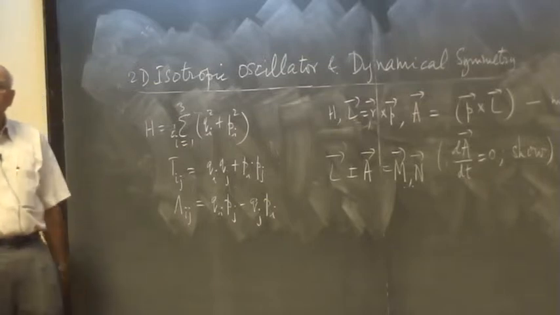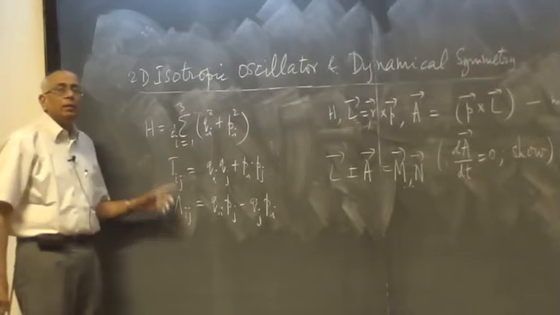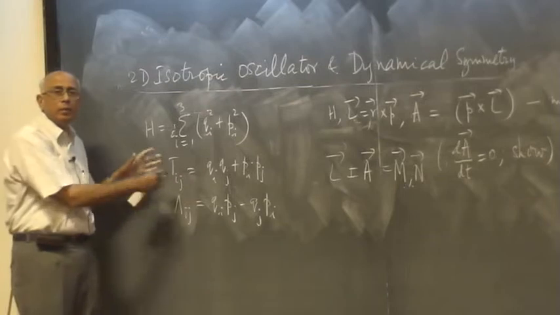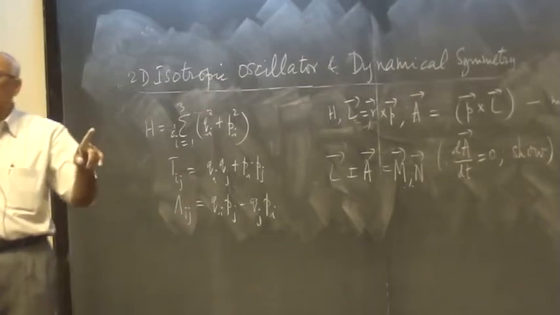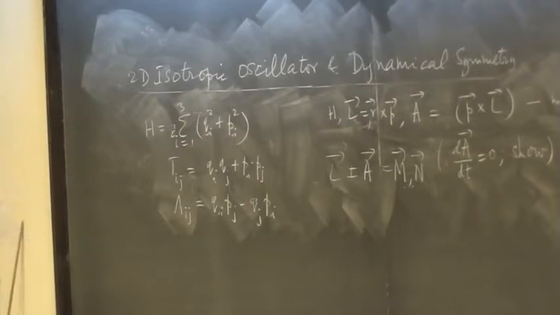I urge you now, as a homework exercise, to find the algebra of commutators of these. And that will turn out to be the algebra of SU3, which therefore is the dynamical symmetry group of the system. Now, they're not all independent of each other. It's clear that you can only have 3 of them in involution with each other, and how many of them are absolutely independent of each other?